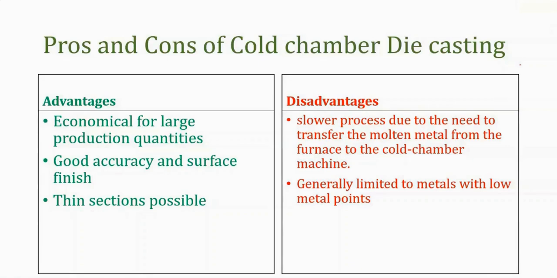Generally they are limited to metals with a low melting point. In the previous types also, it is very suitable for low melting processes. The whole die casting process is limited to low melting temperatures, that means zinc, aluminum. Such kinds of materials can be used in this process instead of cast steel or anything else.